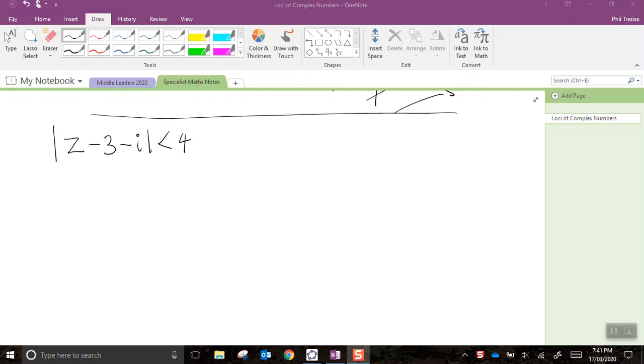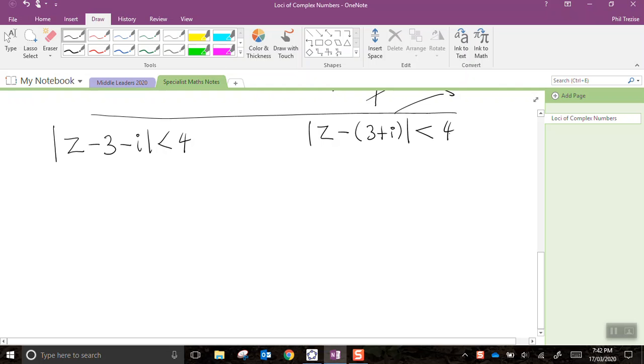Hi everyone, this is the second of the loci of complex numbers that we're going to deal with. This time we have a modulus and we don't have a comparison with a different set of points, just with a fixed constant here. So once again we could think about this geometrically, in which case I will write this as the mod of z minus 3 plus i is less than 4.